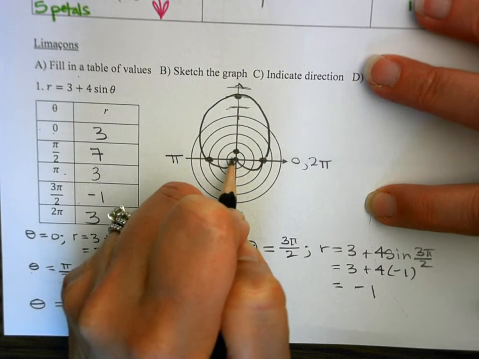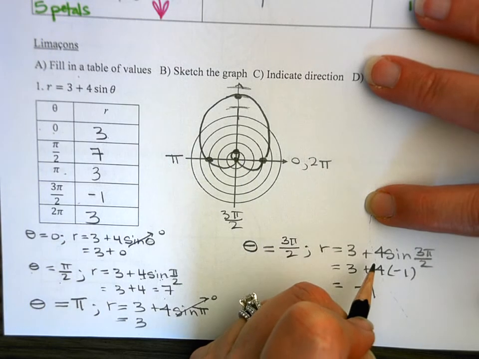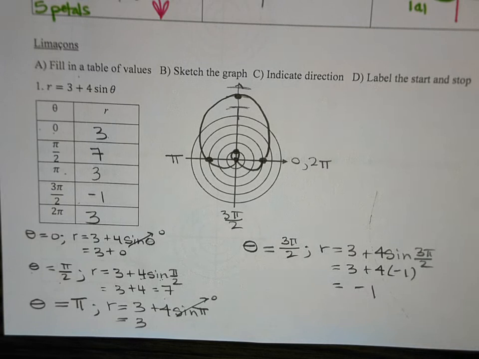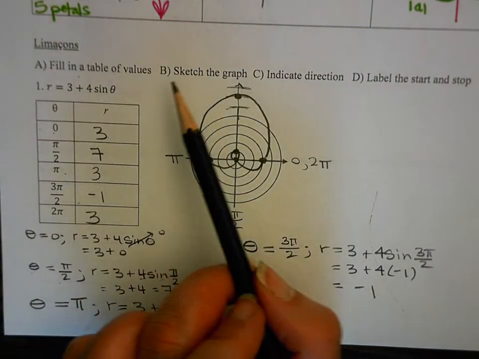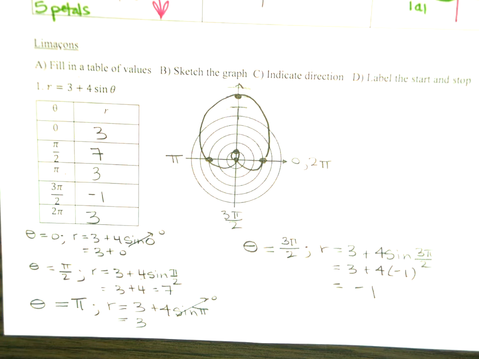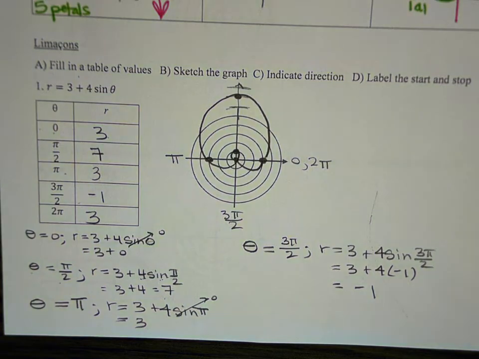And then I have that little inner loop. Normally it'd be symmetrical, but that's what you get. All right, so there's my table of values, and then I sketch the graph for part B, and then for parts C and D, I actually do that together. So we're going to indicate direction, and then we're going to label the start and the stop.